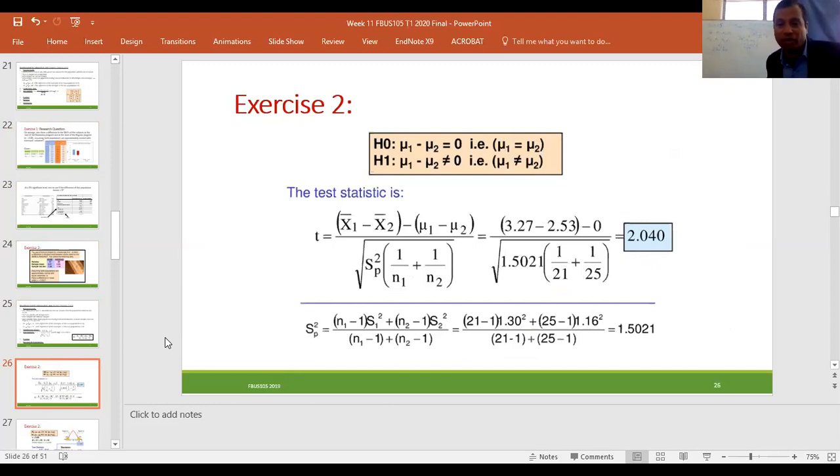Can we go ahead? We will do the same thing with Excel also. So can we go ahead with this one? What is the corresponding p value? Anybody? Can you get it for this one? Degree of freedom 44 and the t value is 2.040. Can you get the corresponding p value? Anyone?